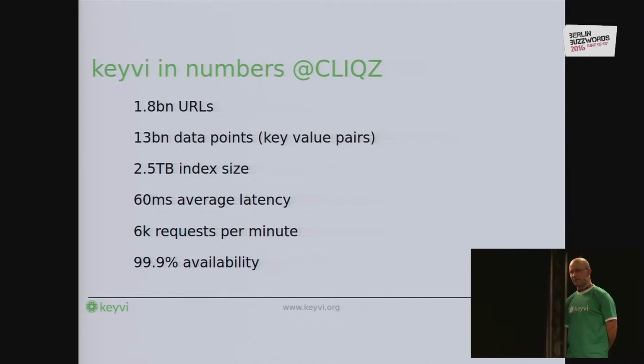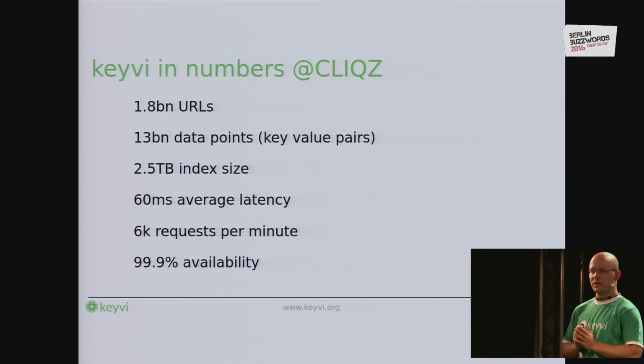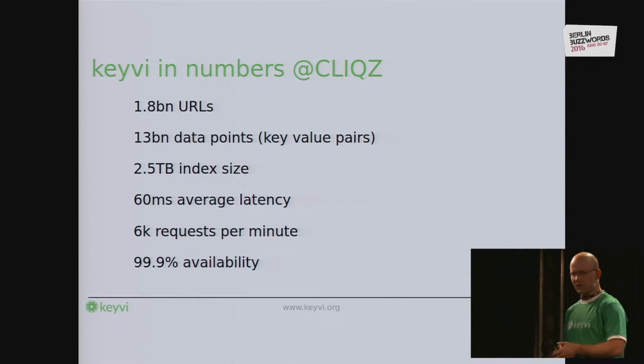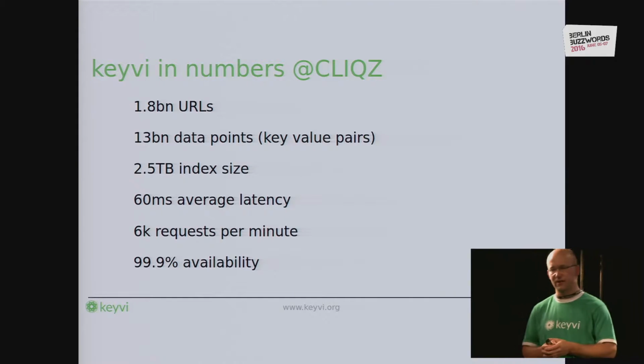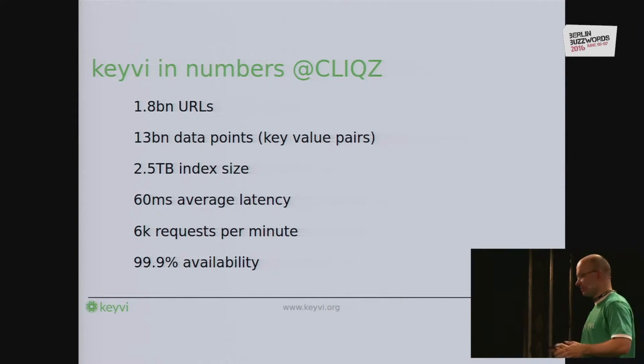We have a 60 milliseconds average latency, and as you might have seen in the browser, we do search as you type. So you're not putting in the query, pressing enter, and getting the search result, but we search while you are typing. Right now, we get something like 6,000 requests per minute. We are able to do more. And everything works quite fine with 99% availability.